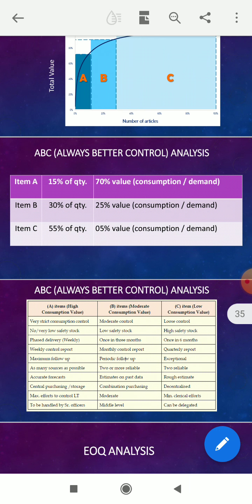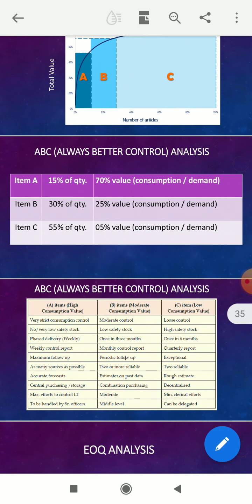In the case of B, moderate control, low safety stock, once in 3 months, monthly control report, periodical follow up, 2 or more reliable sources, estimates on past data, combination of purchasing, moderate, middle level. C, loose control, high safety stock, once in 6 months, quarterly report, exceptional follow up, rough estimate, decentralized, minimum clerical effort, can be delegated.